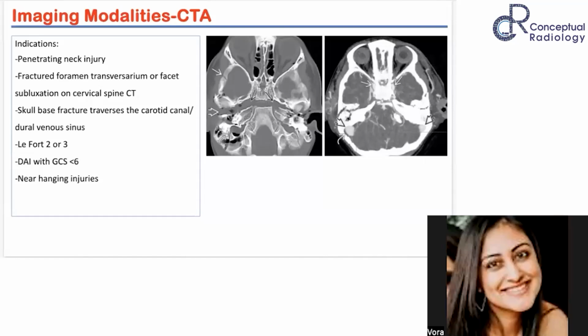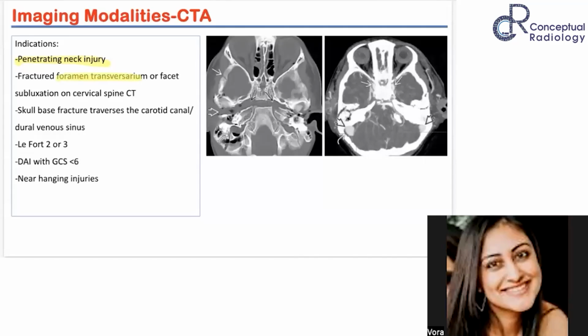So, what are those settings in which you want to do a CT angiography? One, if there is a penetrating neck injury, this is one case where it will already be requested. We will be talking about neck trauma separately, but if there is a suspected hard sign for a vascular trauma in the neck, it will be requested upfront. But what do you see in the CT that warrants a CT angiography?